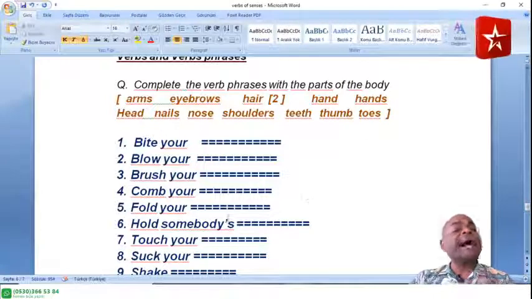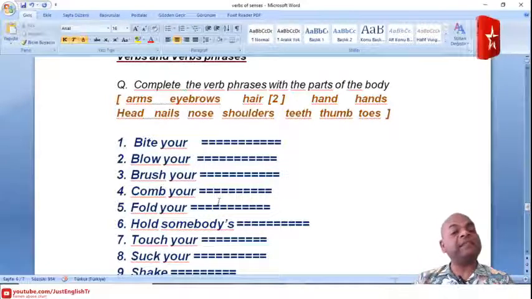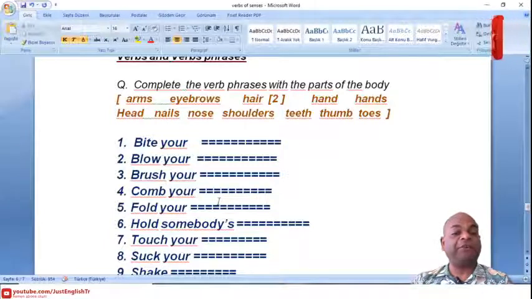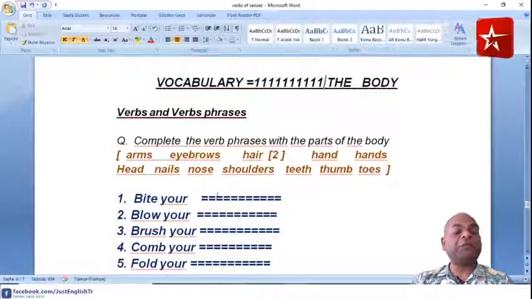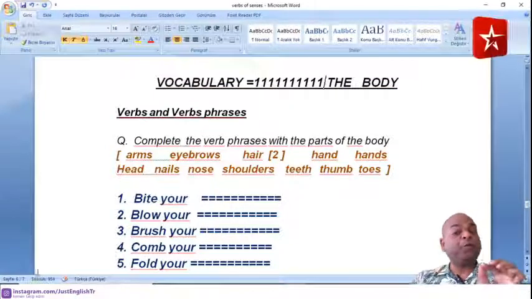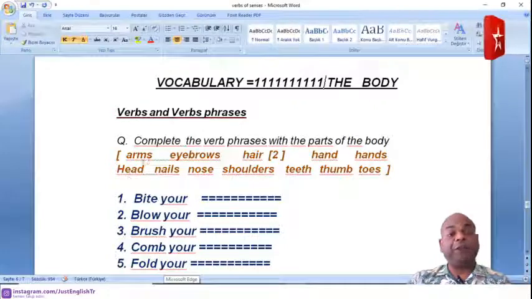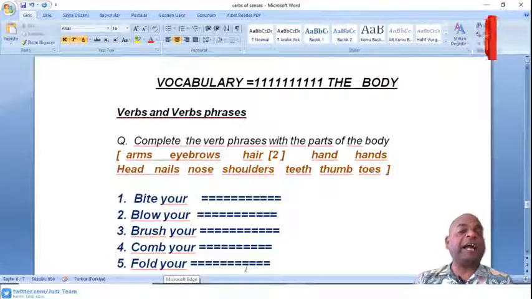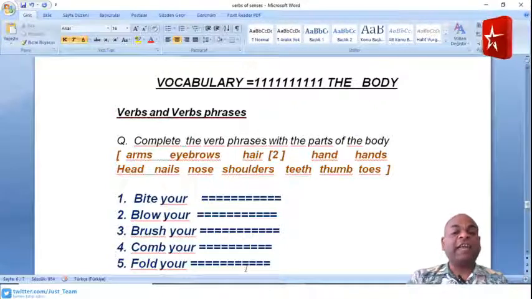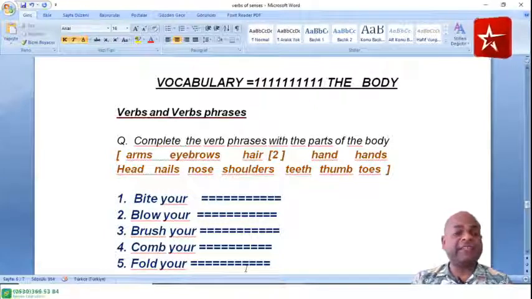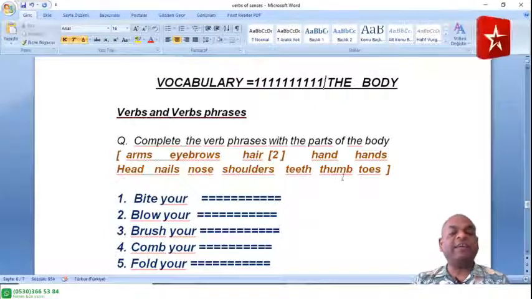All right, I want you guys to look at the sentences. For example, we got the sentences here. Let's look at the first 5 sentences and let's do them together. And your verb phrases are in the brown color: arms, eyebrows, hair, hand, hands, head, nails, nose, shoulders, teeth, thumb and toes.